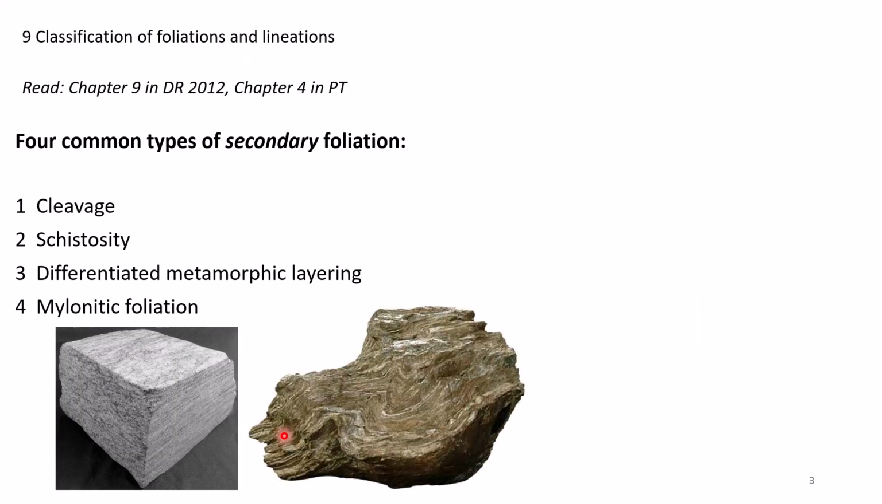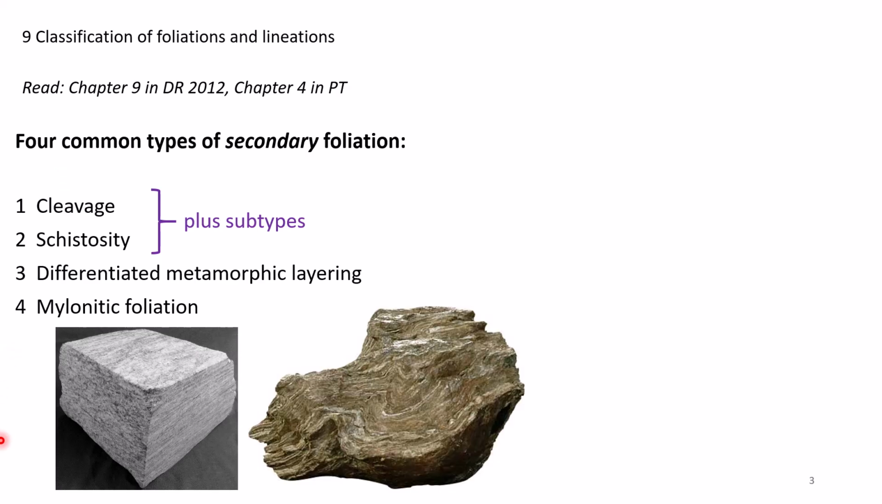There are four common types of secondary foliations, and secondary structures are those that are related to deformation processes in rocks. Cleavage and schistosity and the subtypes associated with them are the most commonly known and probably most important forms of secondary foliation. Differentiated metamorphic layering is also very common, particularly in medium to high grade metamorphic rocks. And then there's mylonitic foliation, which occurs in high strain zones of rocks.